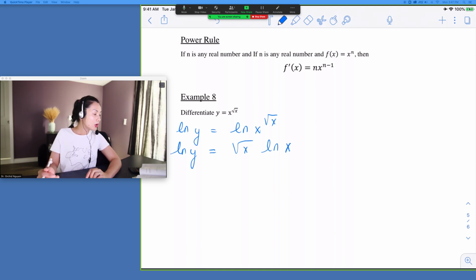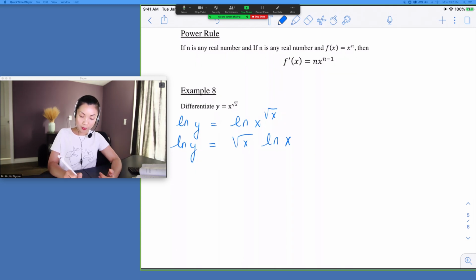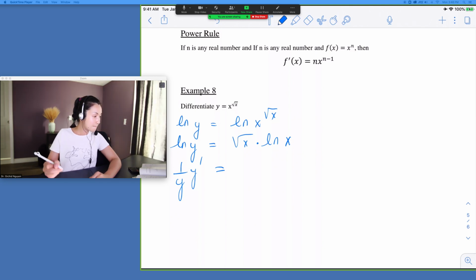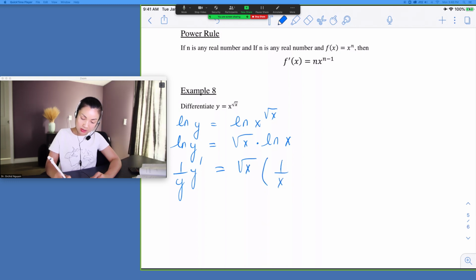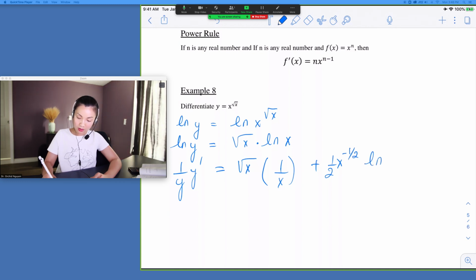All right, now we can just take care of the y prime. So it's going to be 1 over y times y prime for this one. Now what we have right here is the product rule. So you apply the product rule. So I have that multiplied by this plus, and I have x to the 1/2, times x to the negative 1/2, times ln of x.